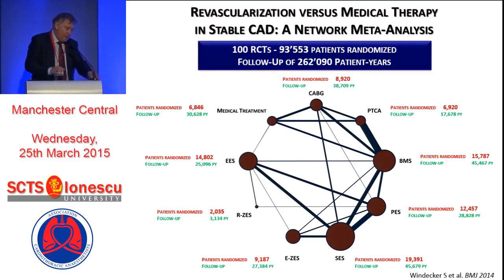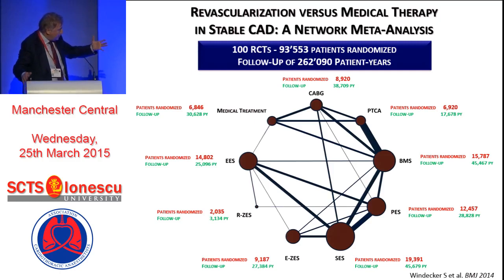Now, network meta-analysis has advantages and disadvantages. It's a lot of statistical discussion there. You can see here all the comparisons that were made. The size: 100 randomized controlled trials were included. It is more than 93,500 patients randomized and a very long follow-up of 262,090 patient years. The size of the circle is in relation with the number of patients randomized.